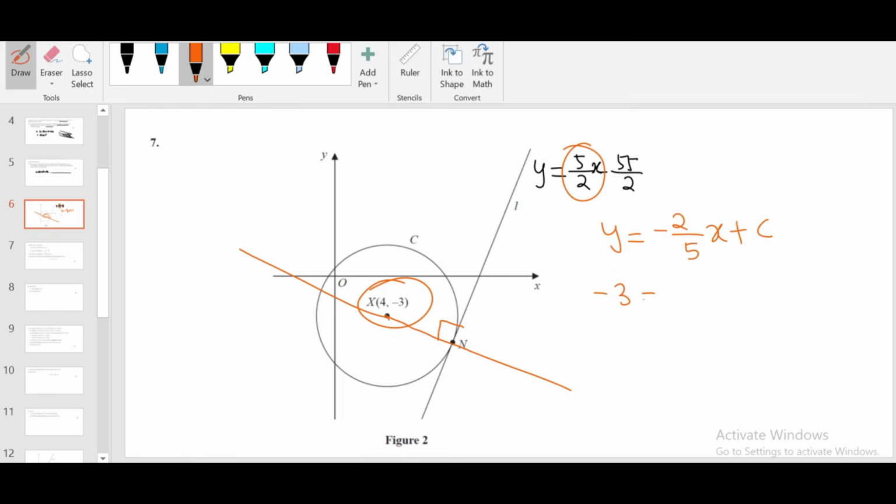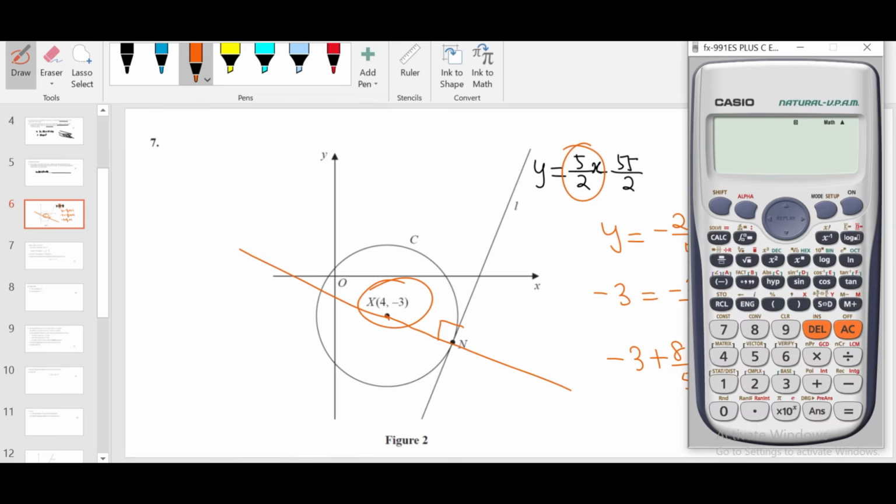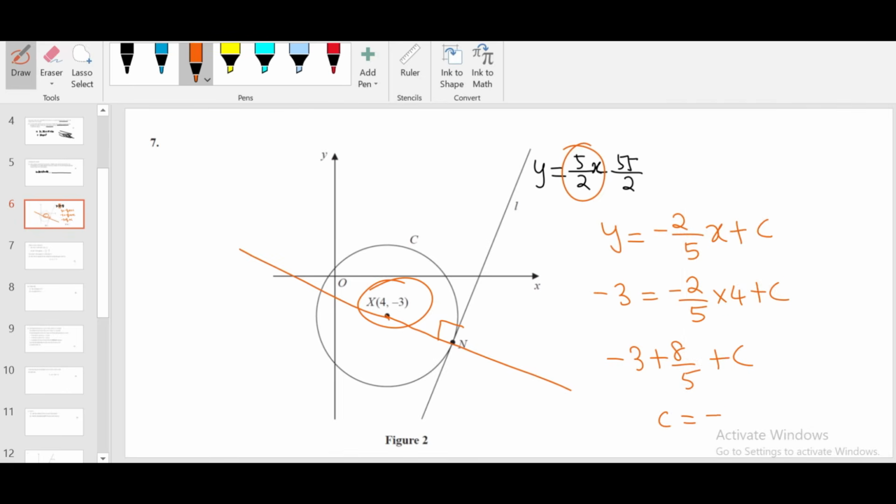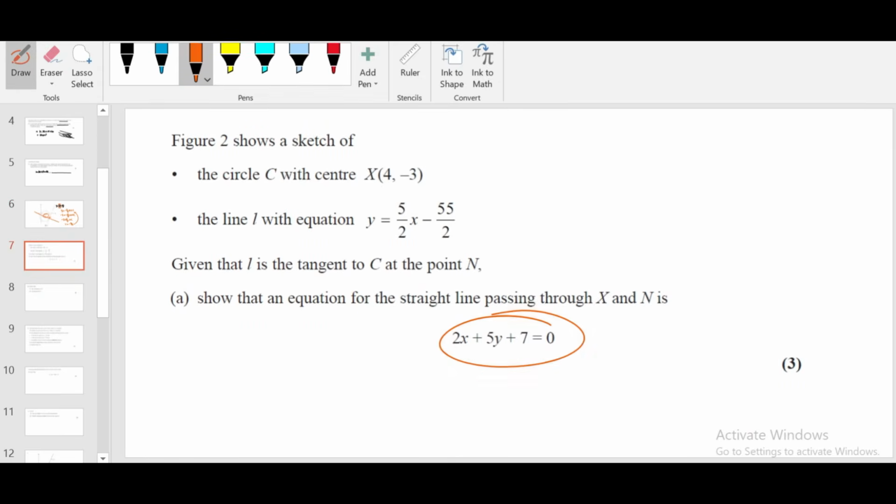So -3 is equal to -2/5 times 4 plus c. So it's going to be -3 = -8/5 + c. -3 plus 8/5 is -7/5. c is -7/5. Sub in here and then multiply through by 5 because we need to frame this equation.